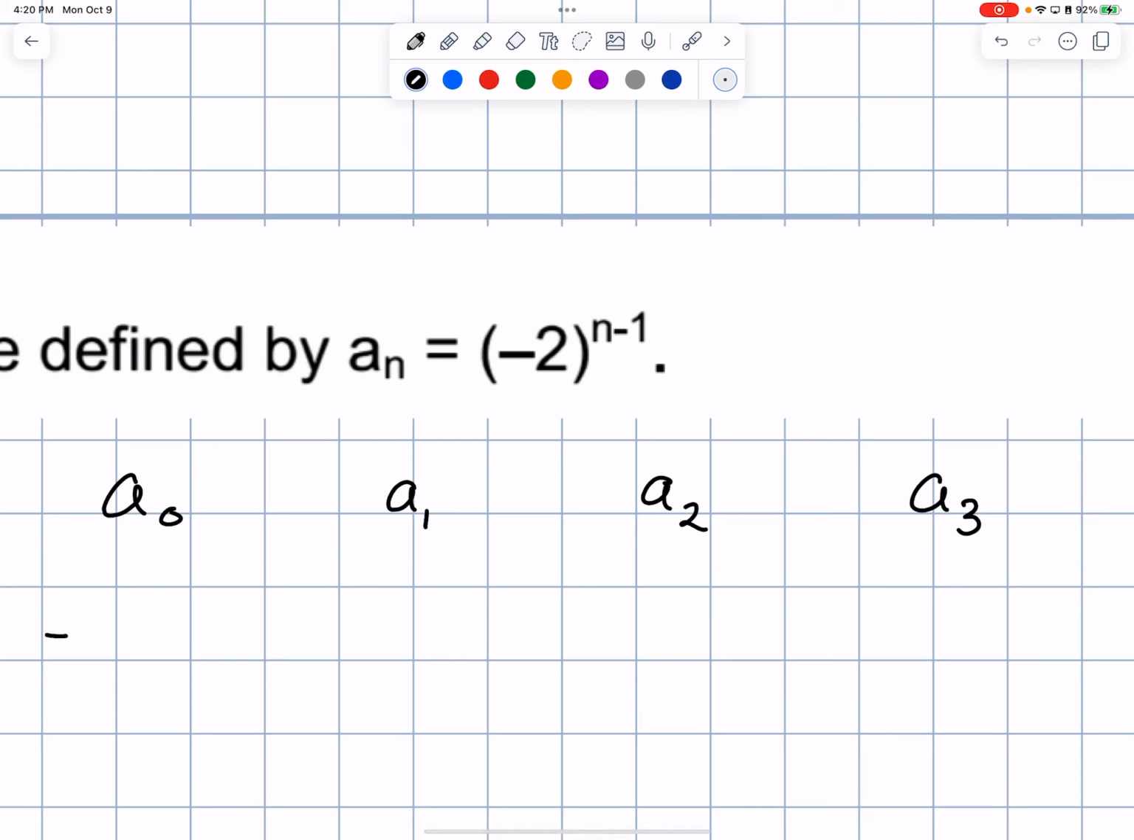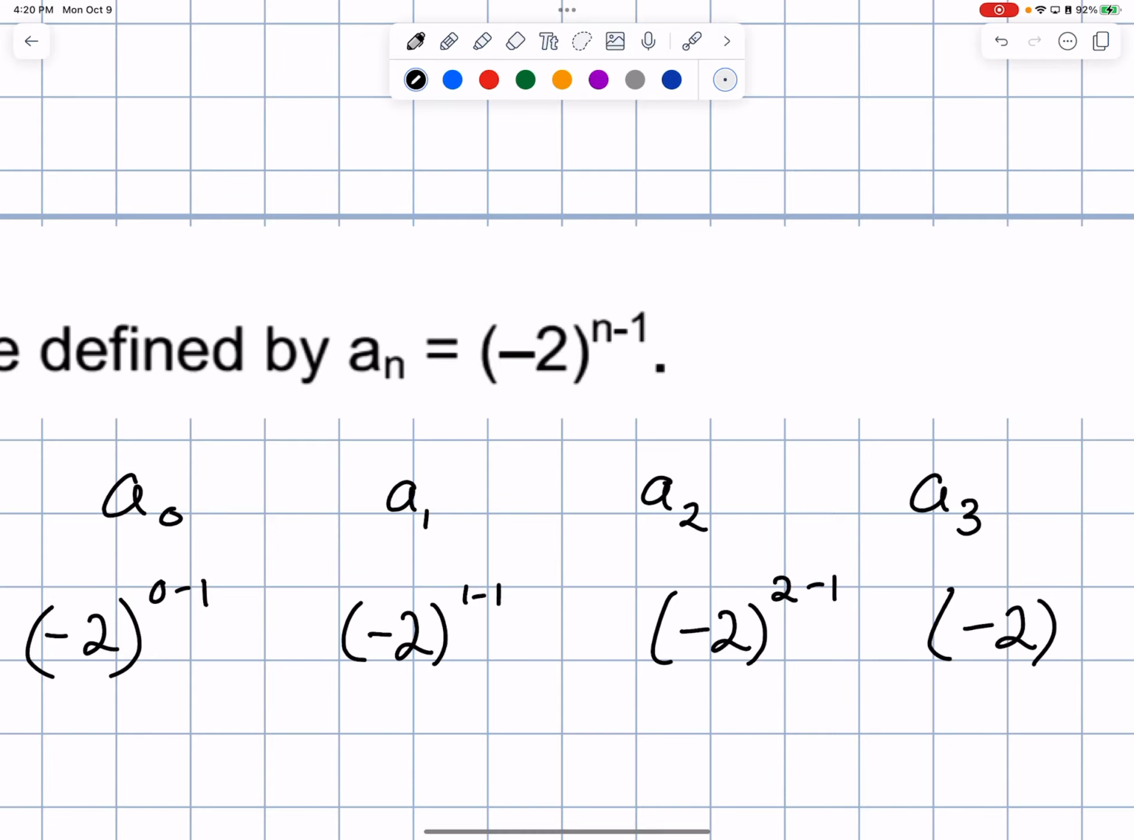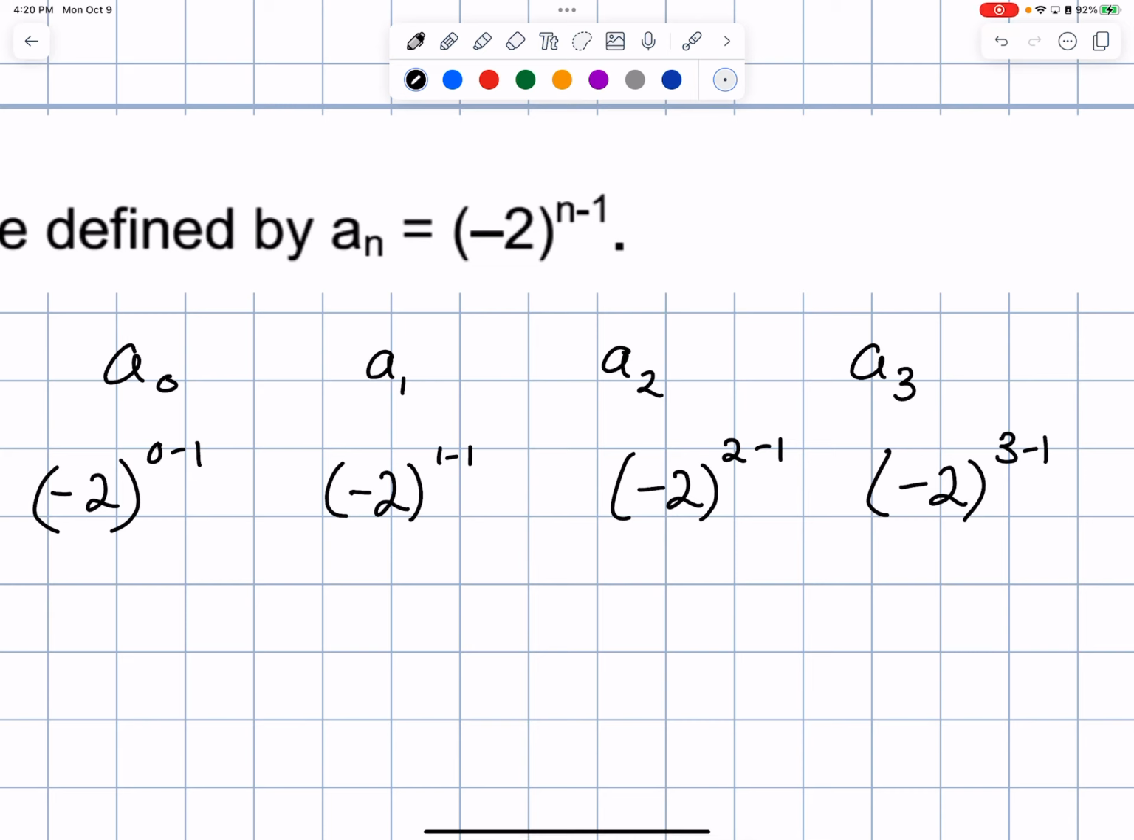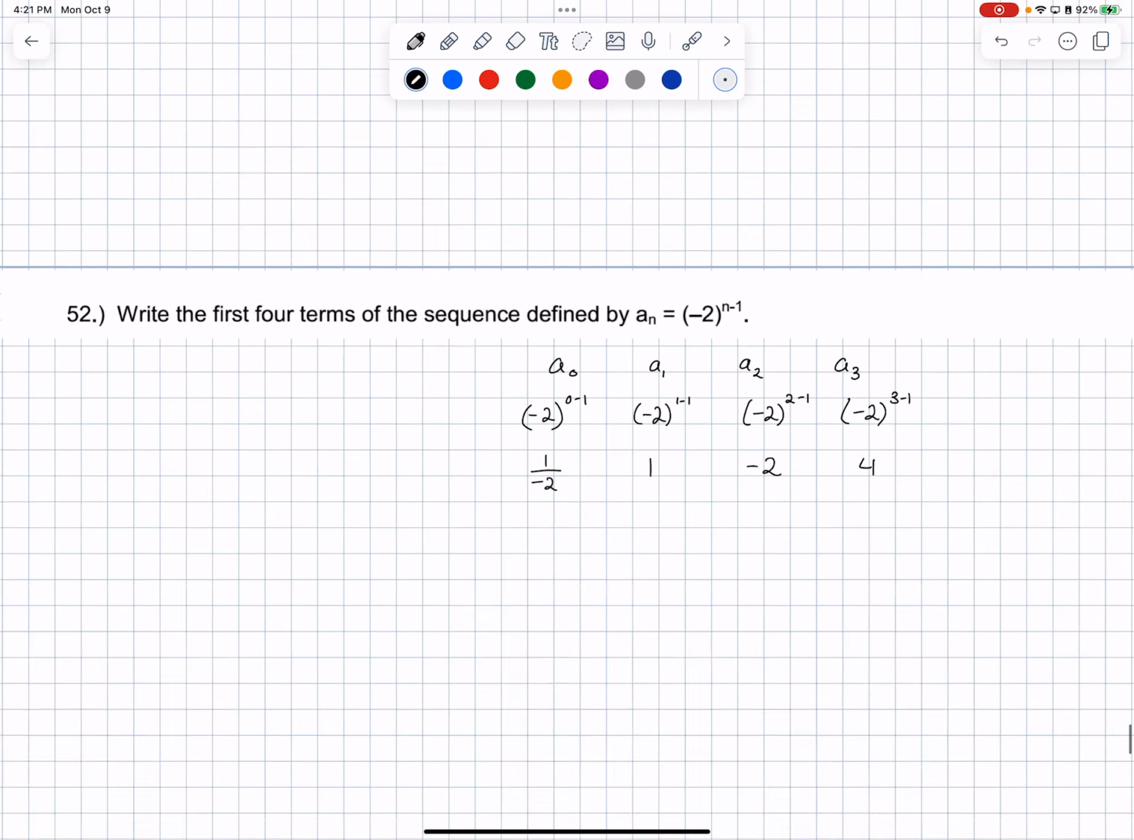If I plug in 0, that's negative 2 to the 0 minus 1. This one will be negative 2 to the 1 minus 1. This one will be negative 2 to the 2 minus 1. And this one will be negative 2 to the 3 minus 1. Well, 0 minus 1 is negative 1. Negative 2 to the negative 1 is 1 over negative 2. Negative 2 to the 0 is going to be 1. Negative 2 to the 1 is negative 2. Negative 2 squared is 4. Questions? You can do that on your calculator.